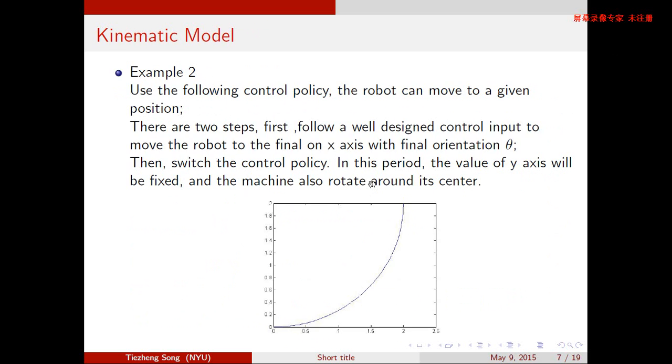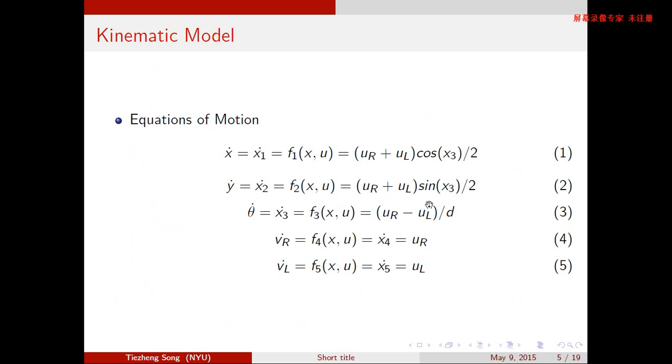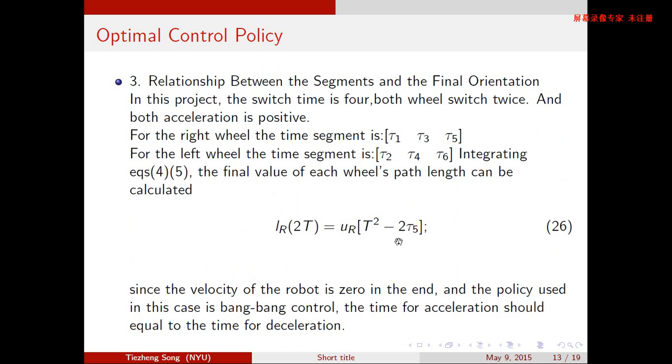Using these two differential equations, we can have this function. We can have this relationship between the time segment tau 5 and the distance for the right whale to move in the whole time interval given by 2T.